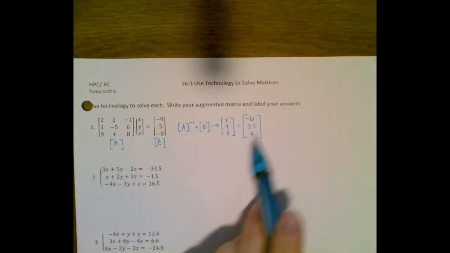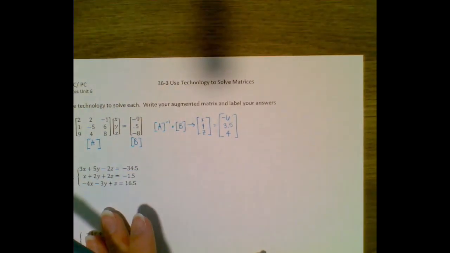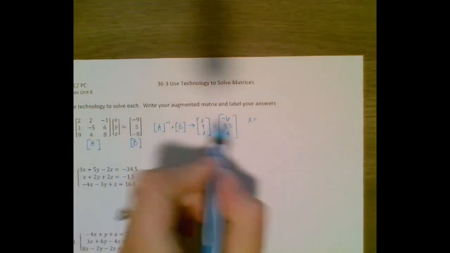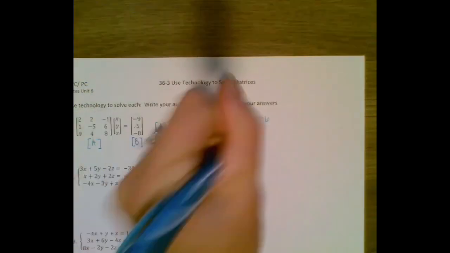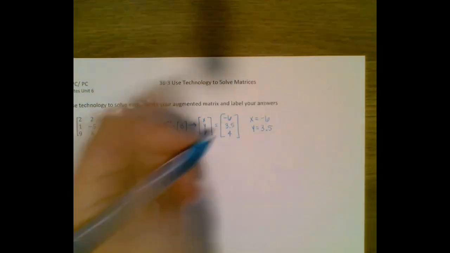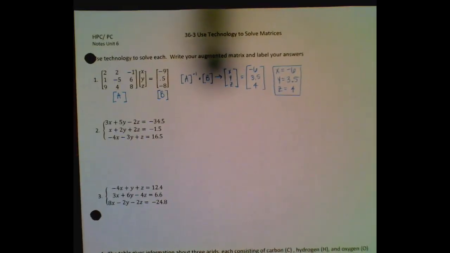All right, so this is our augmented matrix that we get here. The solution matrix, and then we're going to go ahead and label our answers. So X equals negative 6, Y equals 3.5, and then Z equals 4. And it is literally that simple. Okay? All right, number 2.